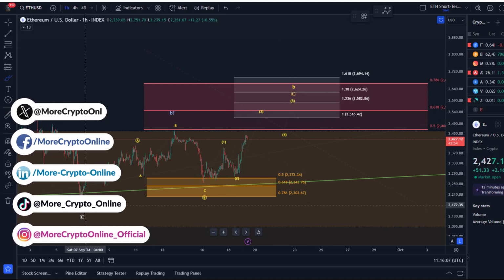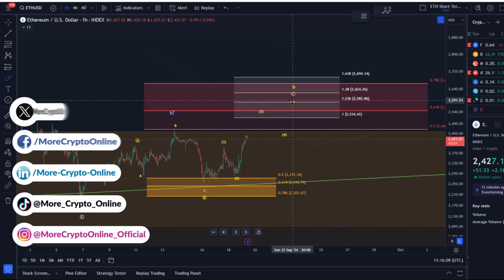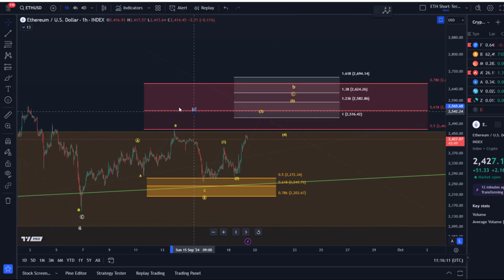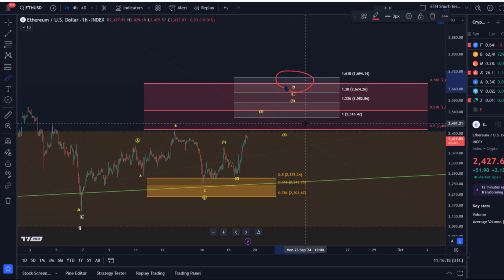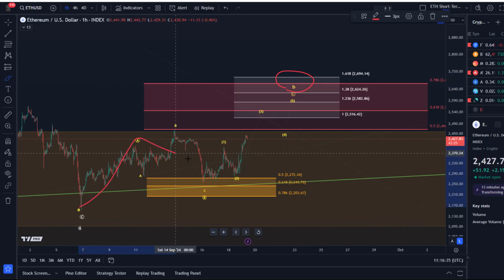Obviously, the base case at the moment is, and I don't think the B wave topped already. The base case is that we're moving up in a B wave. If you watch the last videos, then you know that this is my base case at the moment. For a more bullish interpretation, we would need a break above roughly $2,700, okay?